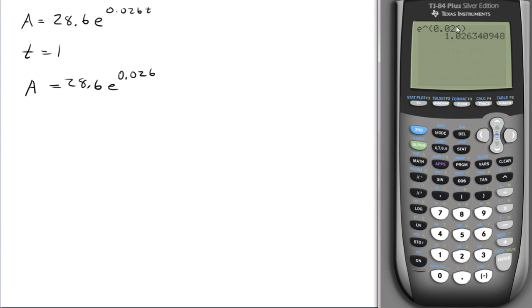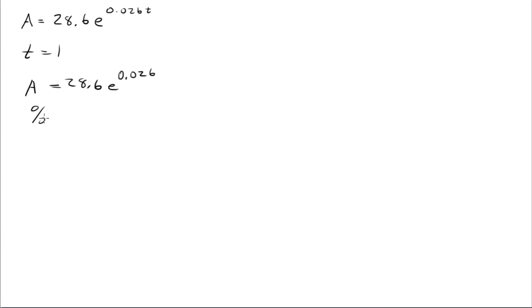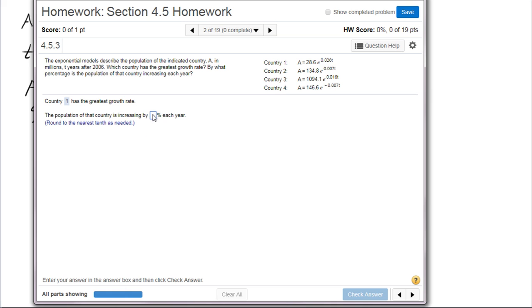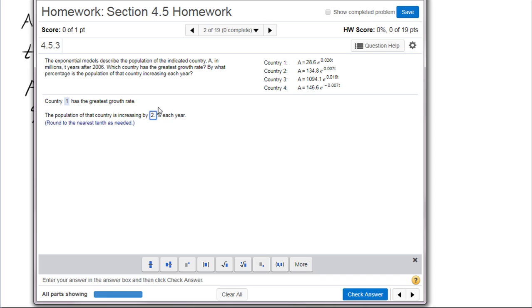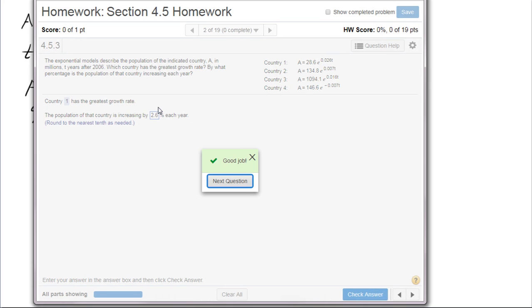So this right here is my percent increase, right? Because it's 28.6 times this value, so that 2.6 is my percent increase. The population is increasing by 2.6% each year. Okay, so that answers that question.